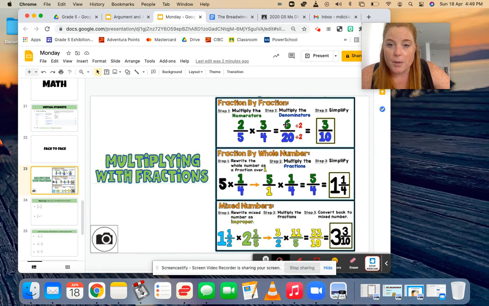So for example, this one, I can see that I can divide both the top and the bottom by 2 to get a smaller fraction. If we're multiplying a fraction by a whole number, we need to make it a little bit easier for ourselves. So we would write this whole number over a fraction of 1, because 5 over 1 does not change the value of the whole number. And then you do the same thing, multiply the numerator by the numerator and the denominator by the denominator.